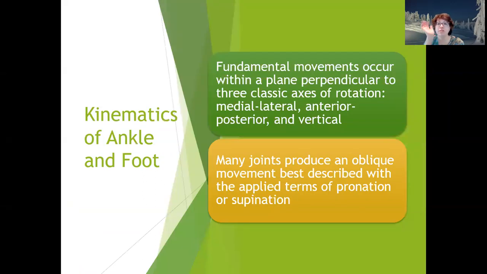So the fundamental movements of the foot and ankle occur within a plane that's perpendicular to the three classic axes of rotation: medial, lateral, anterior, posterior, and vertical. So a lot of the joints in the foot produce an oblique movement that's best described with the applied terms of pronation and supination. So this is different from pronation and supination at the forearm, which is a rotary movement. This is pronation and supination at the foot. In the foot are a combination of motions. Okay, and we'll talk about them.